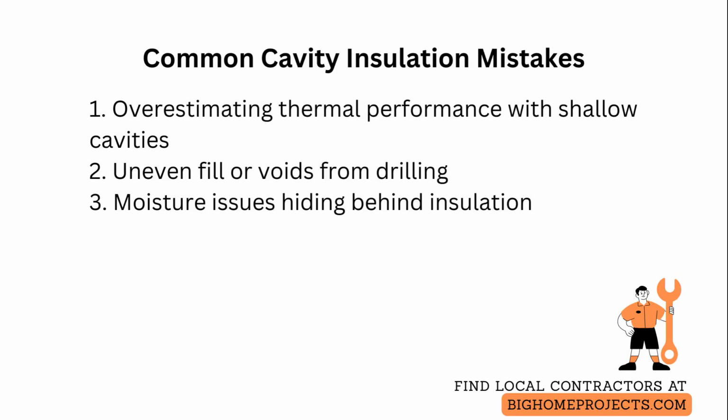Three common mistakes are overestimating thermal gain when cavity depth is too shallow, which you prevent by planning for the target R value and adding continuous exterior insulation if the framing cavity cannot deliver it. Another frequent issue is uneven fill or voids from poor drilling patterns and inconsistent pressure. So, require installers to follow a systematic bottom-up fill sequence and to demonstrate fill density in representative bays.